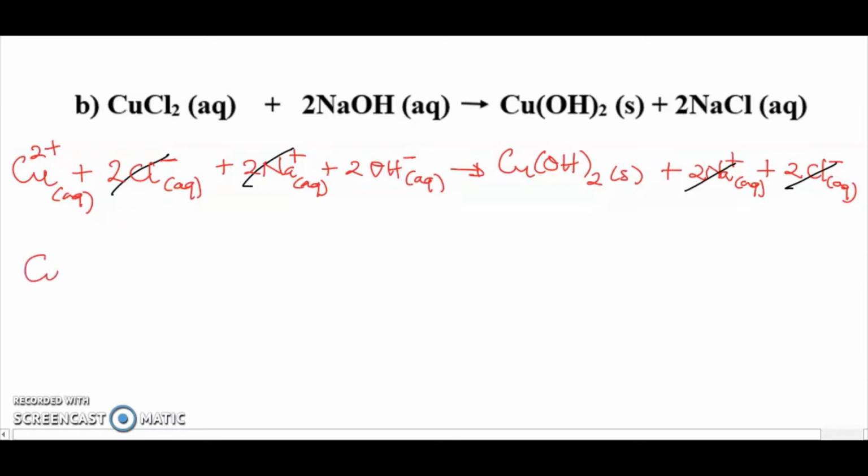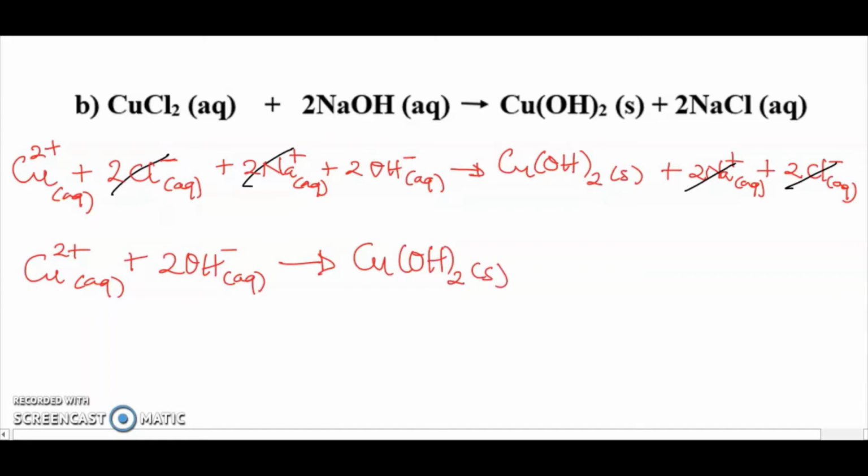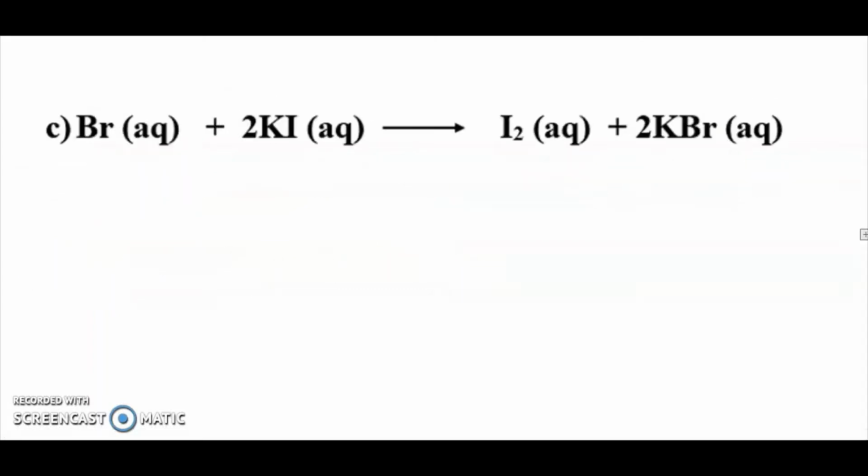We now have Cu2+ aqueous plus 2OH- aqueous to form Cu(OH)2 solid. So that's the ionic equation for the second example. Let's move to the next.